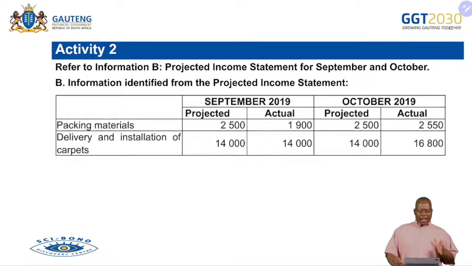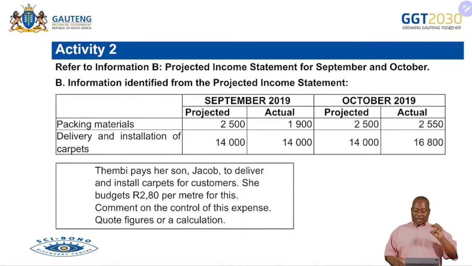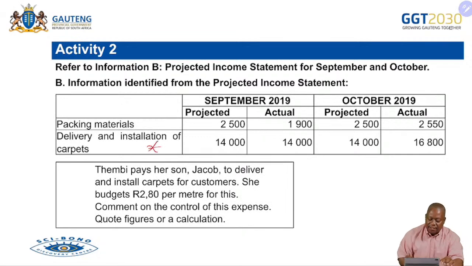And then let's move on to this one now. It's giving us packing materials and delivery and installation of carpet. What are they saying here? They're saying Thembi pays her son Jacob to deliver and install carpets to customers. She budgets 280 per square meter for this. Comment on the control of this expense. So we are interested in this expense.